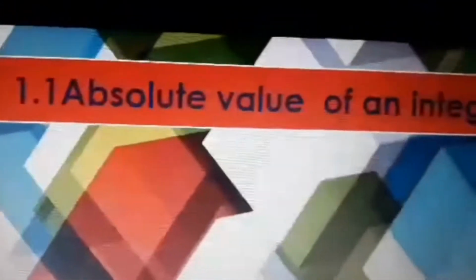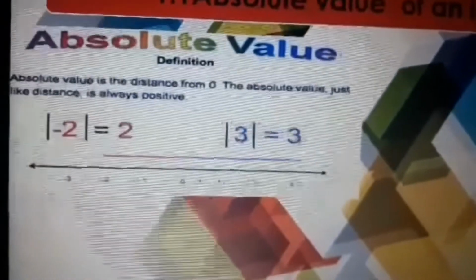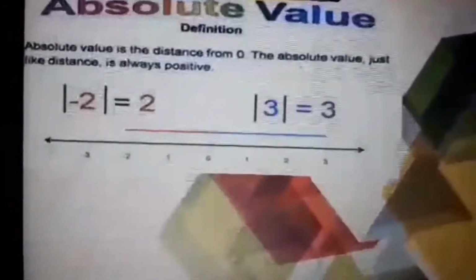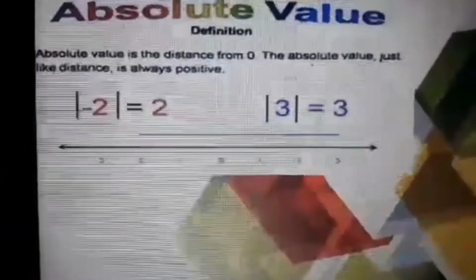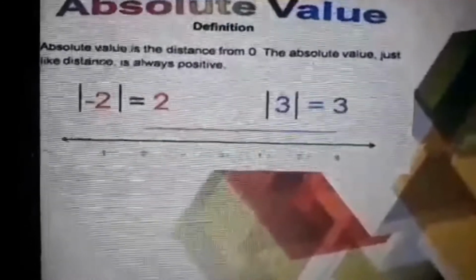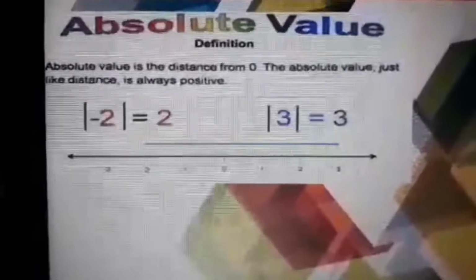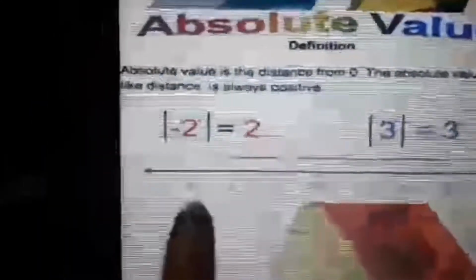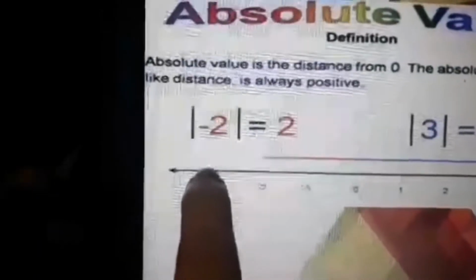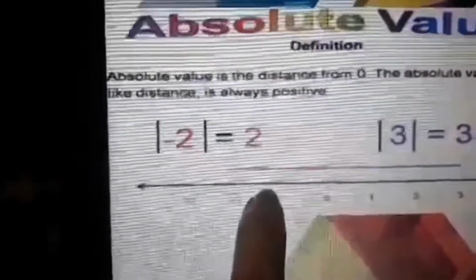Okay, let's proceed to our topic for today. The first one, 1.1, is absolute value of an integer. Again, absolute value of an integer. We are talking about absolute value. Okay, what is absolute value? The definition is: absolute value is the distance from zero. The absolute value, just like distance, is always positive. As you can see here, the absolute value of negative 2 is equal to 2.